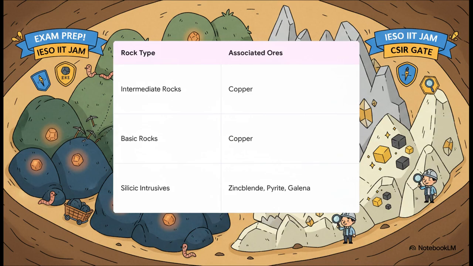And this is where all that theory pays off. Literally. Because if you know your rock types, you have a pretty good idea of where to look for valuable stuff like copper or zinc. It's basically like having a treasure map that's written in the language of geology.